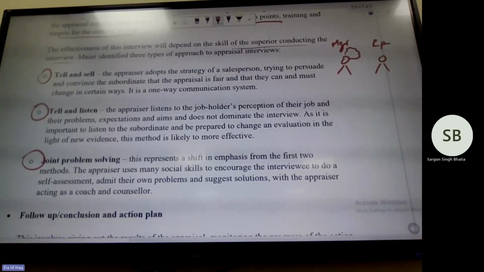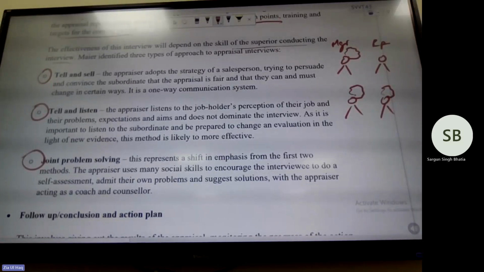What is tell and listen? Both will talk. I mean, the employee will also provide explanation and justification. If anything is not performed as per target, he will provide justification, he will provide explanation, he will highlight the problem he has faced during the work.